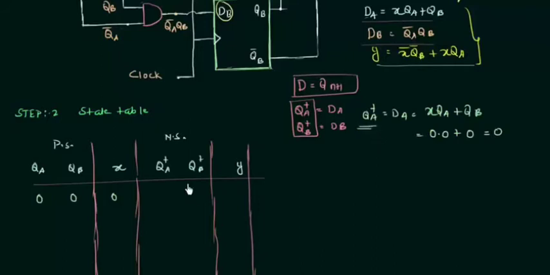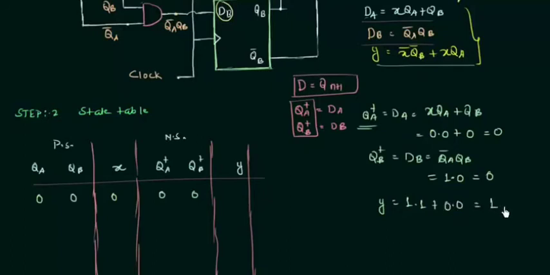The value of qa plus is 0, so I will put 0 here. Similarly, qb plus is equal to db, and it is equal to qa complement and qb. qa complement means 0's complement, it is 1, and qb is 0 already, so I'm having 0 as my next state value for the b flip-flop. Then we will find out the value of output y. Y is equal to x complement, x is 0, so its complement is 1. qb complement, qb is 0, so its complement is 1, and xqa, x is 0, qa is 0, so overall I'm having 1 here. So the output in this case is 1.